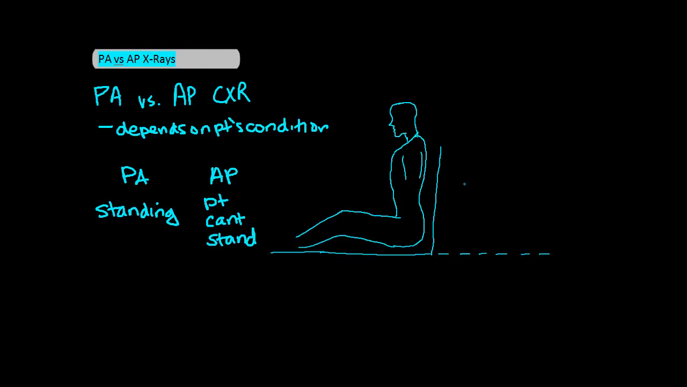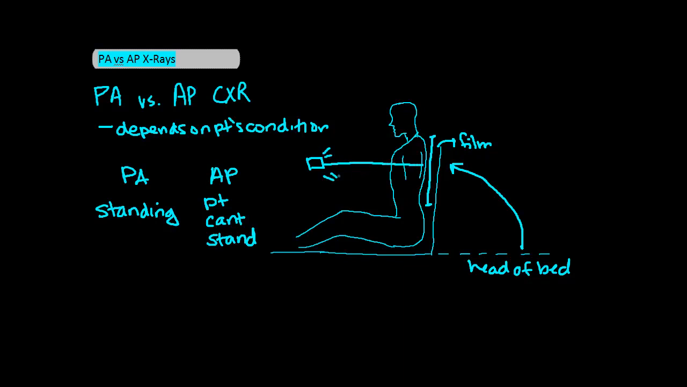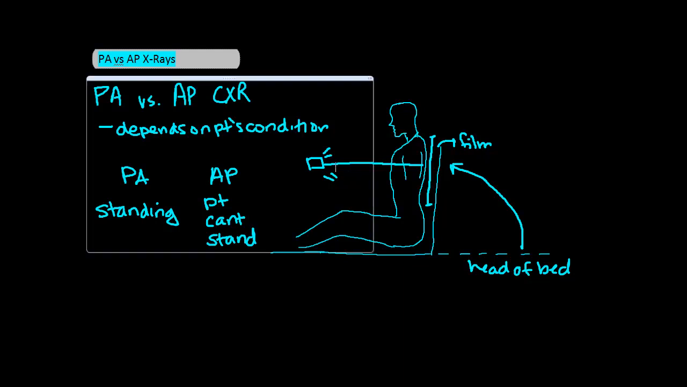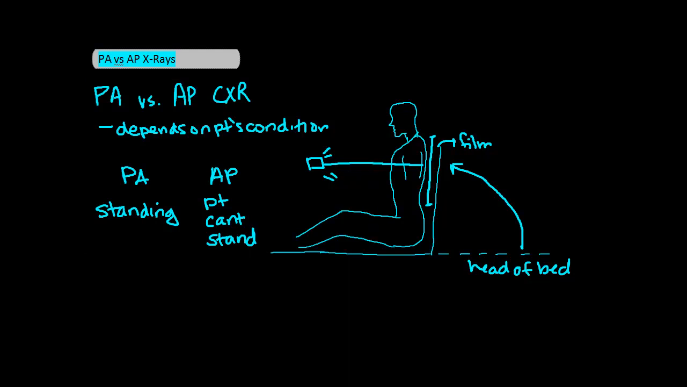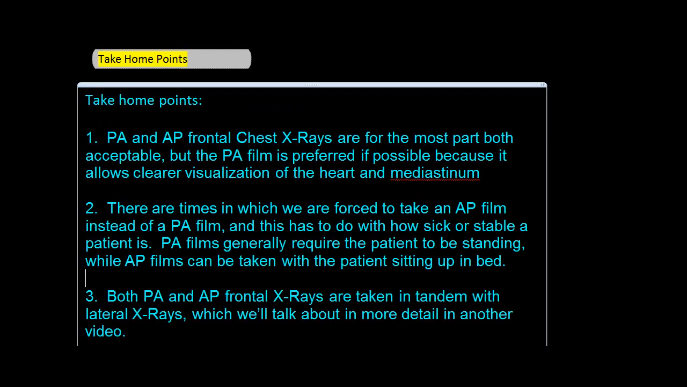So if you can imagine a patient that's too sick to get out of bed, you can just raise the head of the bed, put a film behind the patient, and that's the film right there, and take the AP film. You can imagine why it would be hard to take a PA film like this, unless you're a world-class gymnast like me, or not. So we're running a little bit out of time, so I'll have to talk about the other types of chest x-rays in other videos, but here are take-home points for part 1.